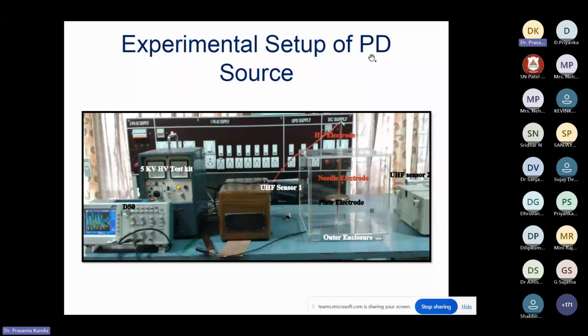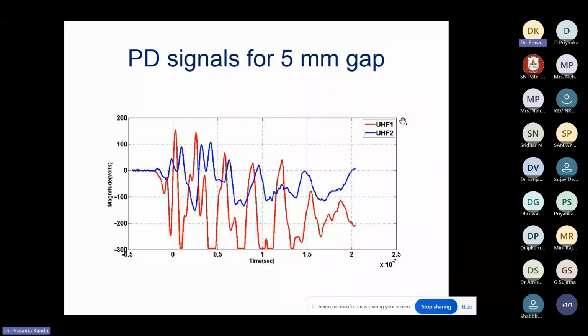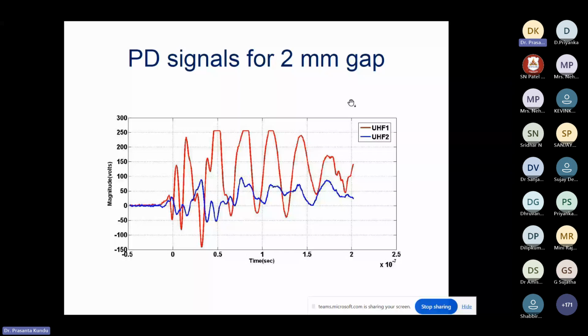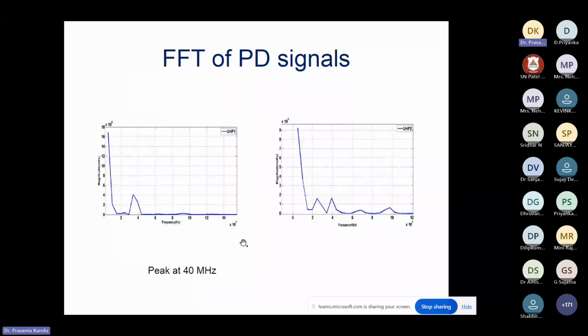Now, these are typical PD signals that we can observe. If we do the Fourier transformation, we can get the different frequency components for the different cases. Here the peak frequency is around 10 to 40 megahertz for the different cases. So these different graphs give you different types of PD signals, and you get different frequency components for the analysis.